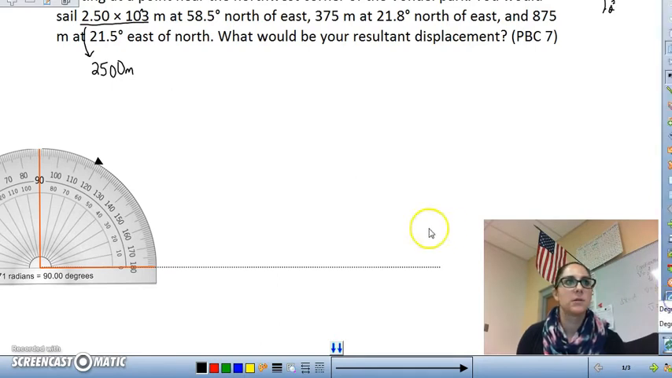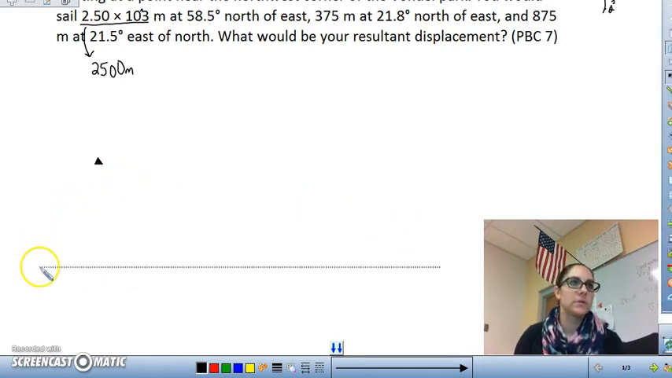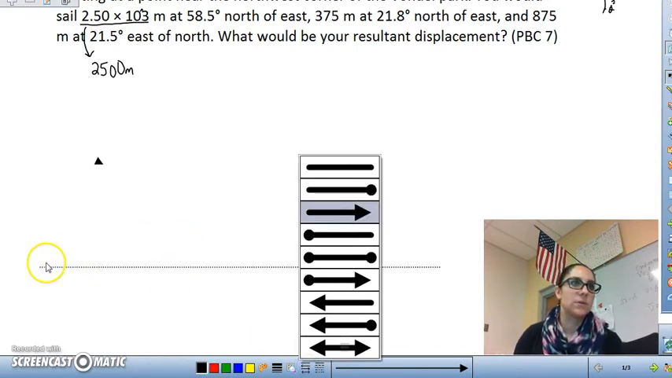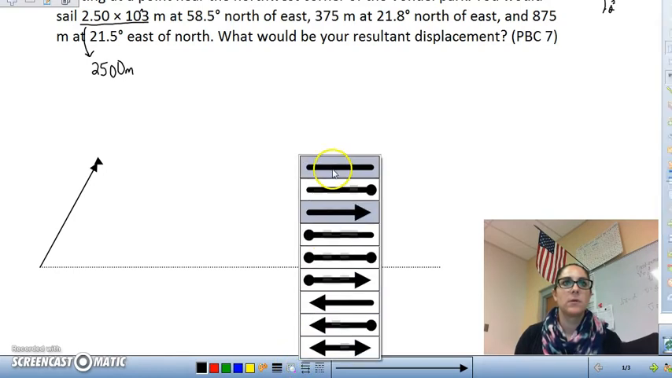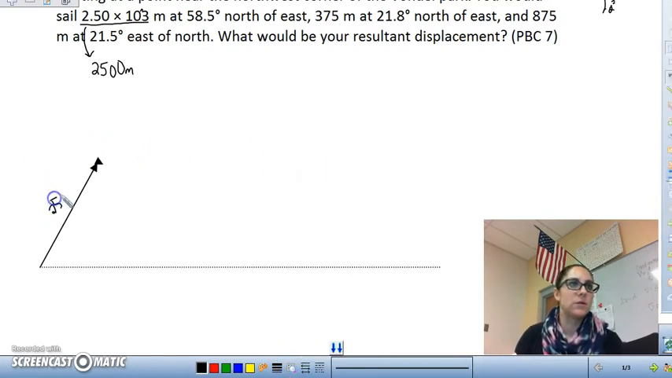Let's get rid of this. Perfect. And now let's do our line, here to here. Okay, so that's our first one. I'm just going to label that now as 2,500, and this is going to be 58.5 degrees. I'll make that a bigger dot. Here we go, just a dot. And this is our north of east, just like that.